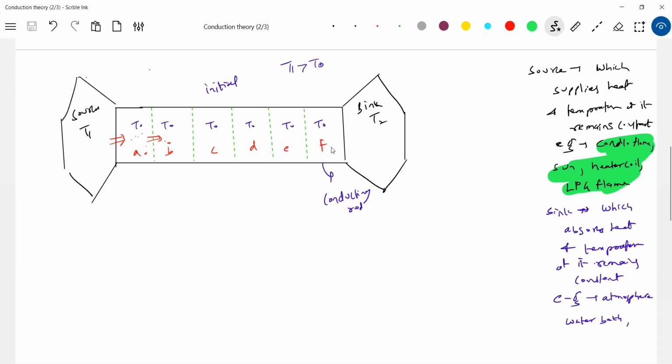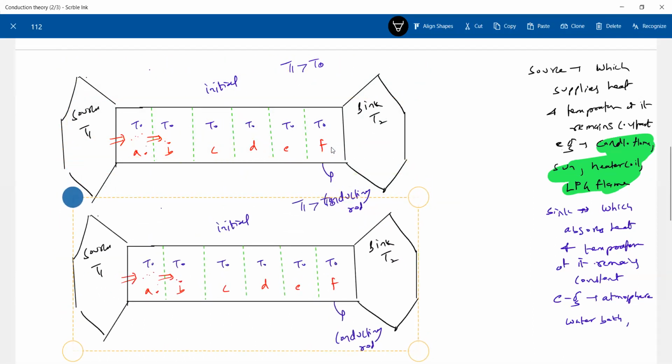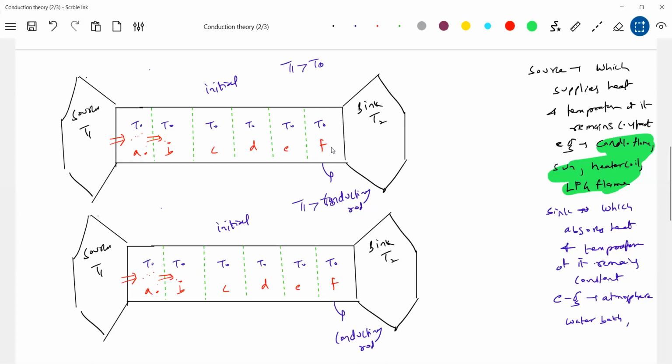So finally, at steady state, I see this particular thing. So there's a final state. What will happen here?